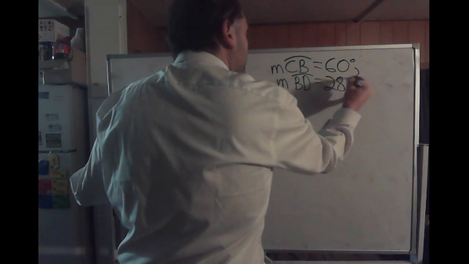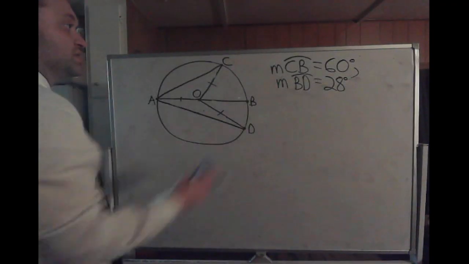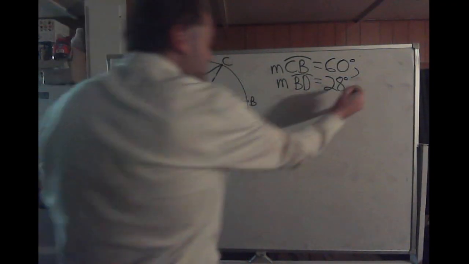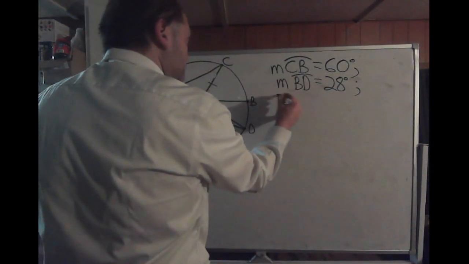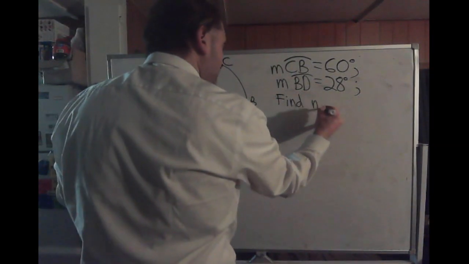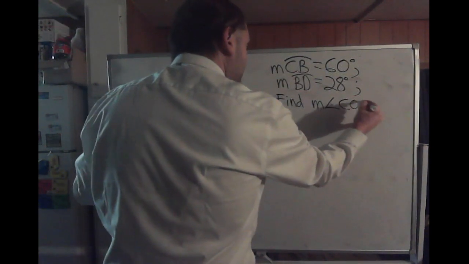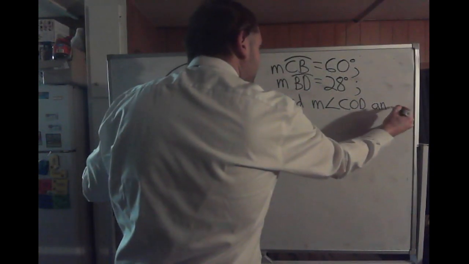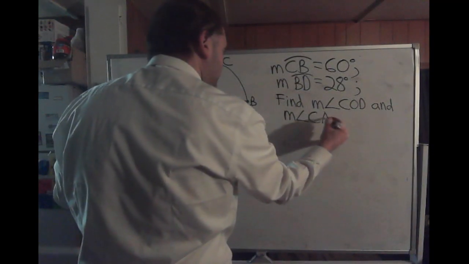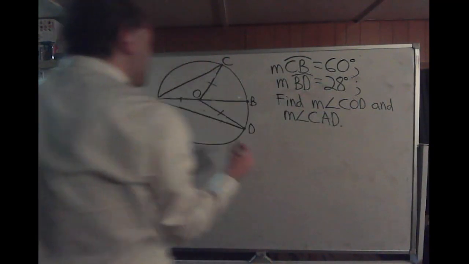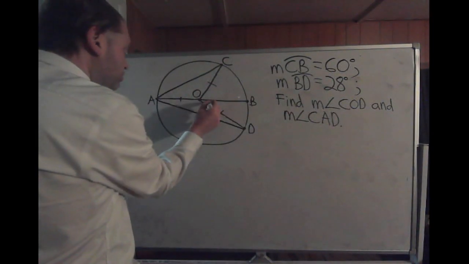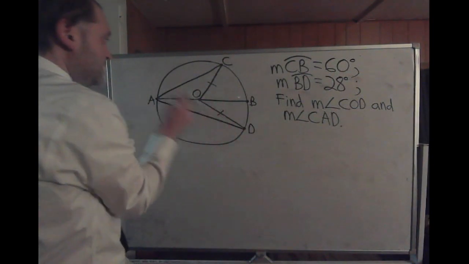So the measure of minor arc CB is equal to 60 degrees. The measure of minor arc BD is equal to 28 degrees. We're still tasked with finding the measure of angle COD and the measure of angle CAD. Let me just refine these lines a little bit here since I butchered them a little bit. All right, that should be good.